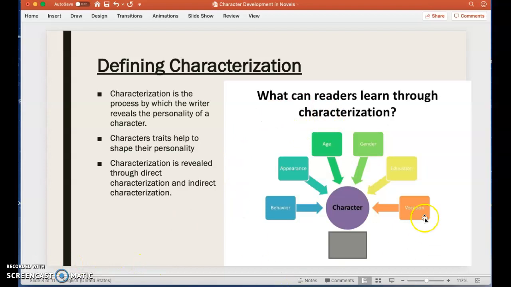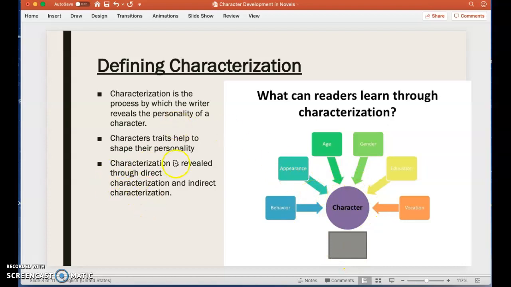So as we can see here, these are different ways we learn about characterization: their behavior, their appearance, how old they are, their gender, their education, their vocation, which is kind of like their job, what they do, what's their purpose in this world. All of those things inform us about who this character is. I know you'll probably watch some TV today. I want you to think about what is unique about their behavior or their appearance that defines who they are.